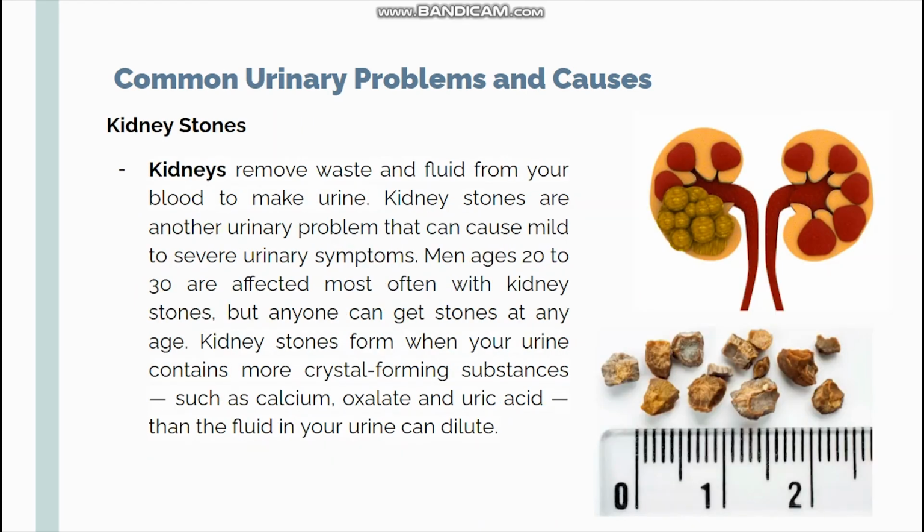Kidney stones. Kidneys remove waste and fluid from your blood to make urine. Kidney stones are another urinary problem that can cause mild to severe urinary symptoms. Men ages 20 to 30 are affected most often with kidney stones, but anyone can get stones at any age. Kidney stones form when your urine contains more crystal-forming substances such as calcium, oxalate, and uric acid than the fluid in your urine can dilute.